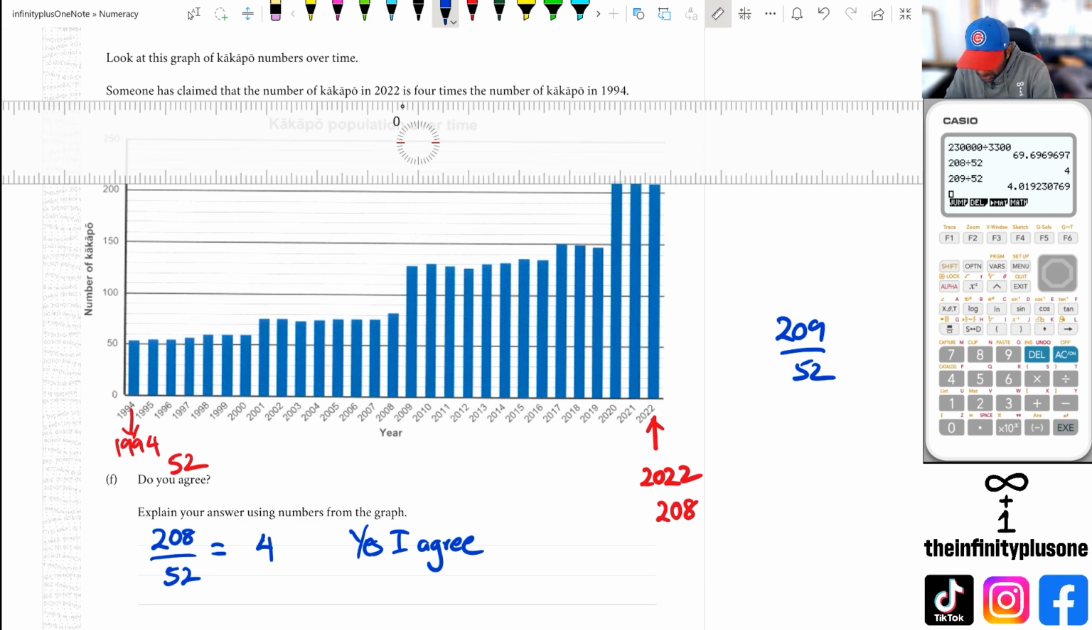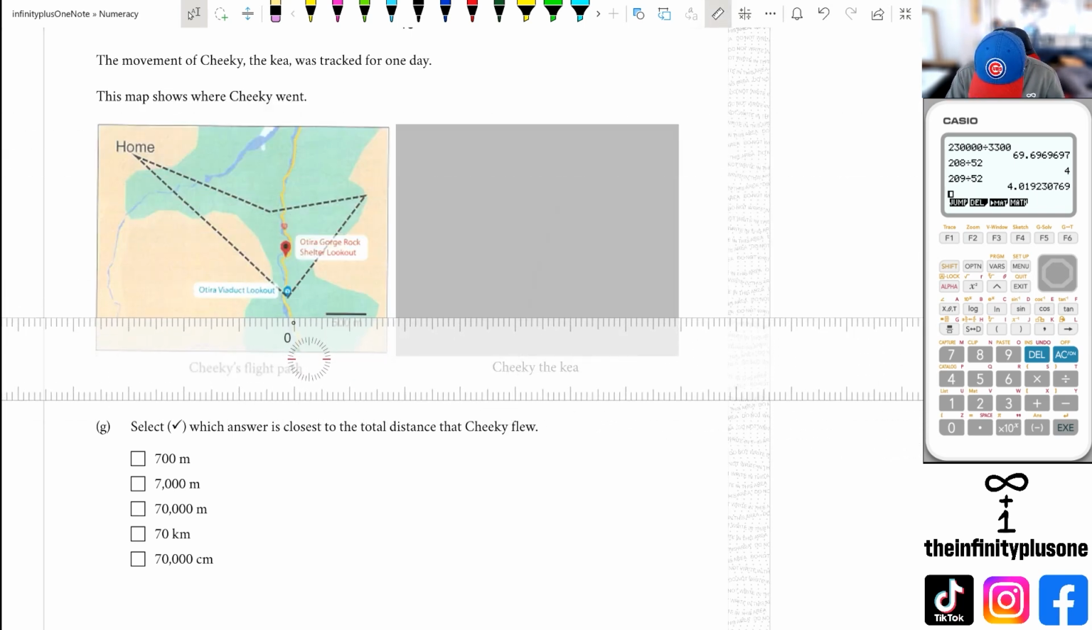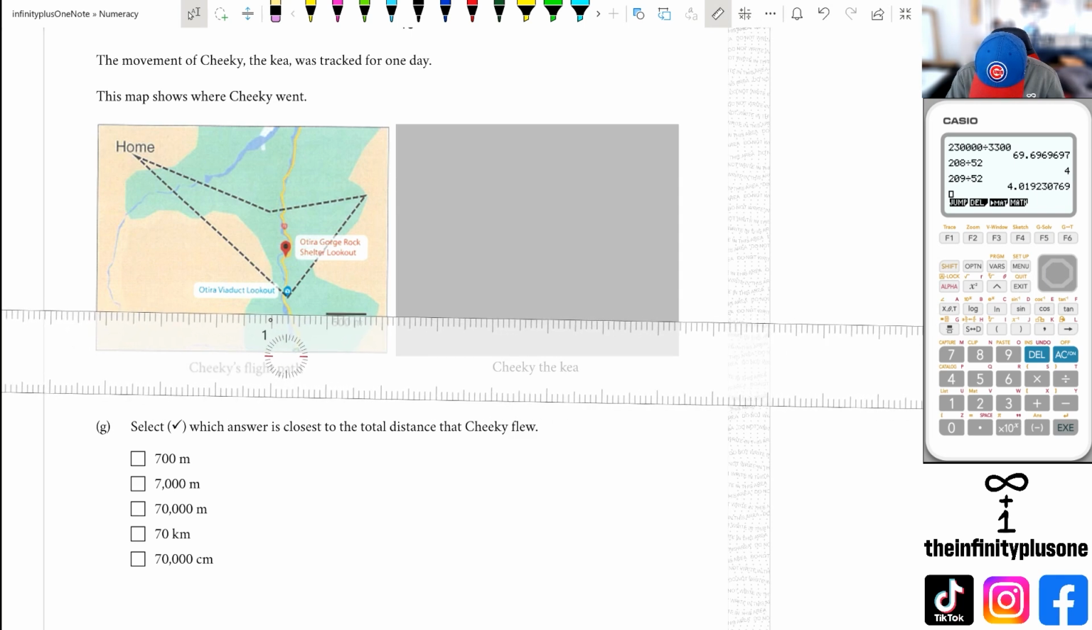All right, so let's have a look at question 2K. The movement of Cheeky the kea was tracked for 1 day. Select which answer is closest to the total distance that Cheeky flew. It's like we've got 500 meters. So we've got about 5 different answers here. Without even measuring, I'm going to start cancelling out a few things. What you could do is take a ruler like this and measure how far this line is. That looks like it's about 0.7.